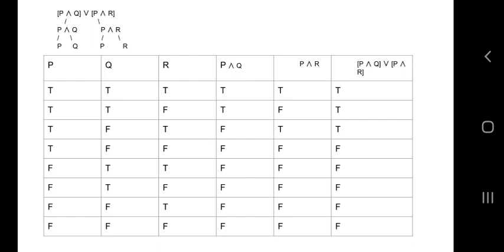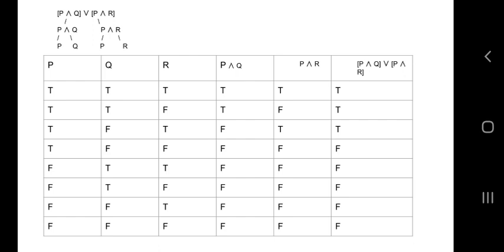And then for the fifth column, we have P and R, so we look at the P column and the R column. P and R is only true if both P is true and R is true. That happens in row 1 and row 3, and it doesn't happen anywhere else. So row 1 is true and row 3 is true, and in every other row, it's false.